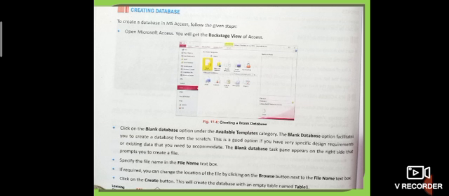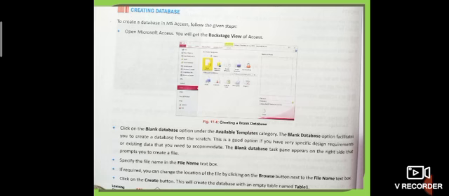If required, we can change the location of the file by clicking on the browse button next to the file name. Means by clicking the browse button, we can select the location where we want to locate the database. Click on the create button. This will create the database with an empty table. By default, the name of the table is Table 1.